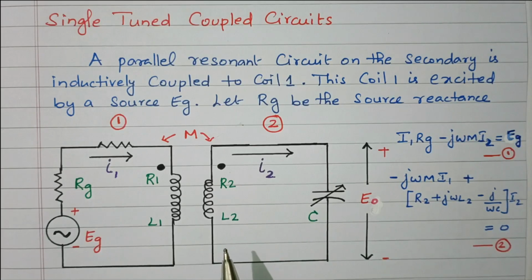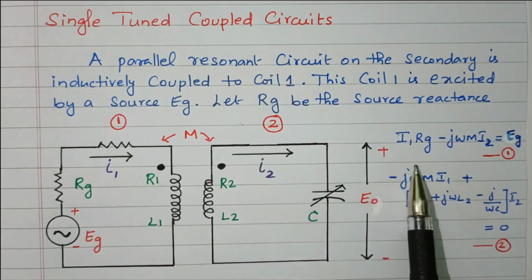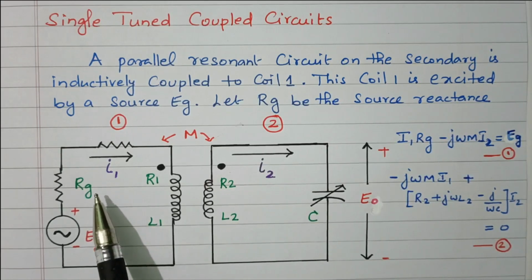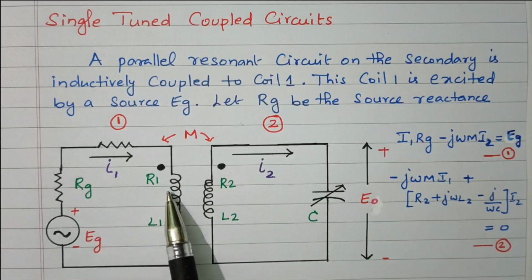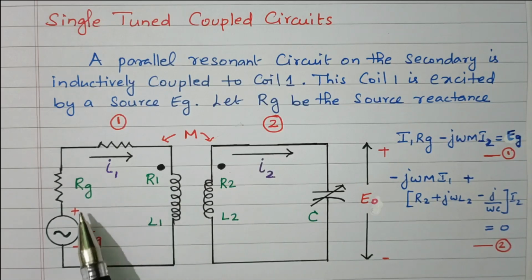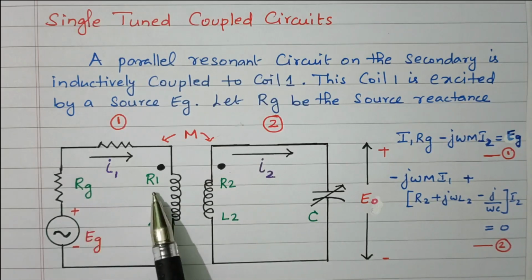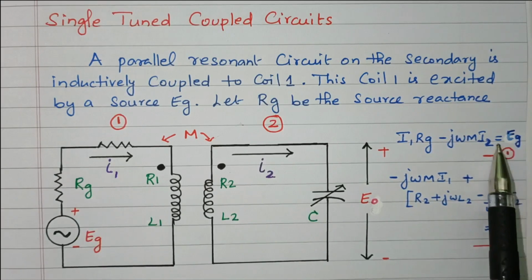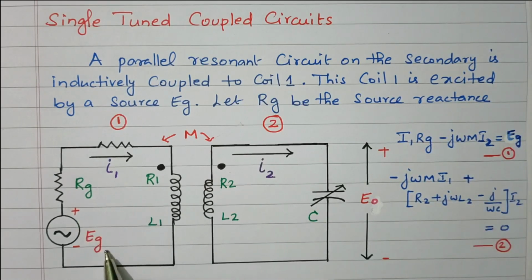Now we need to go for the mesh equation. By using KVL, we need to frame the equation for coil 1 as well as coil 2. So these equations are available here. We know that by KVL, the applied voltage equals the drop across the resistor and inductor. So EG is equal to the drop across RG, drop across R1, drop across L1. Similarly here also, voltage rise equals voltage drop. So in coil 1 the EG is available.